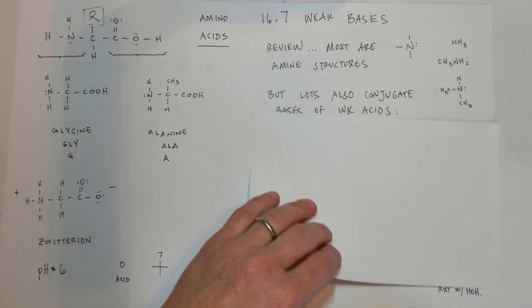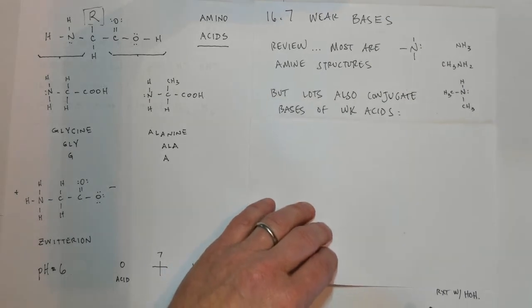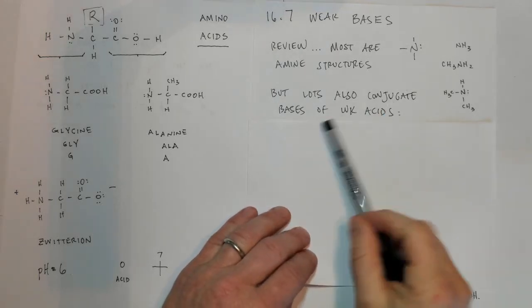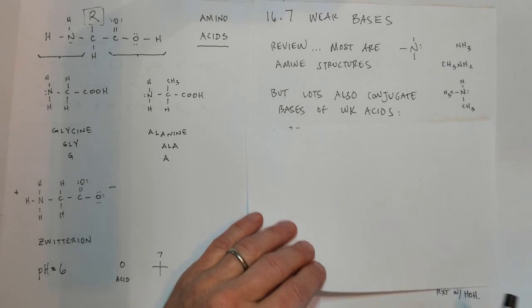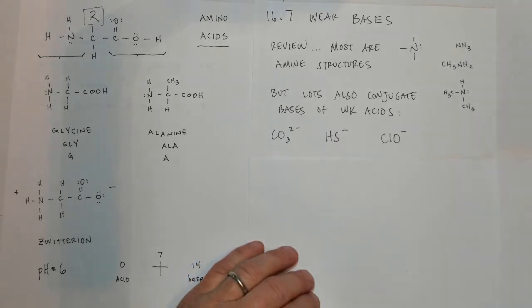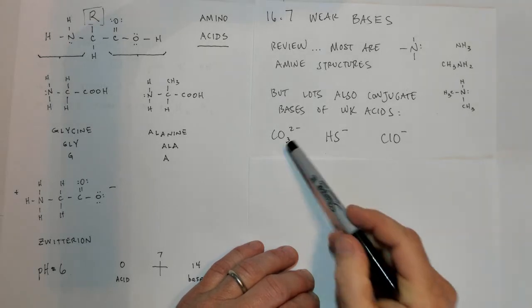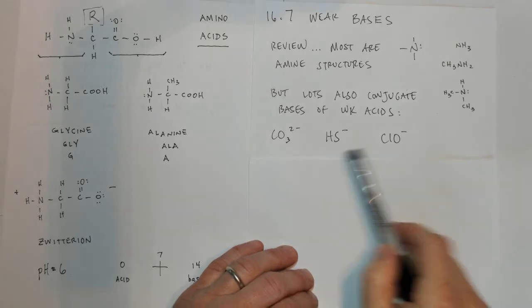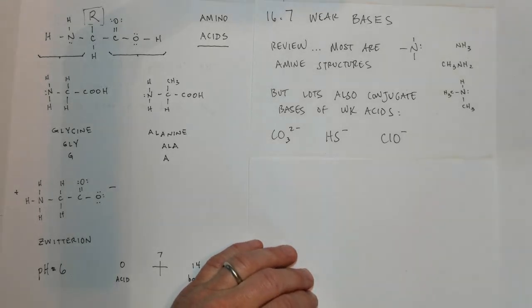Well, besides amines, there are also lots of weak bases that are conjugates of weak acids. And so conjugate bases of weak acids are really popular. And here are a few bases that are from after they've released their protons as acids. So CO3 2- is a pretty good weak base. HS- is a pretty good weak base. ClO- is a pretty good weak base.